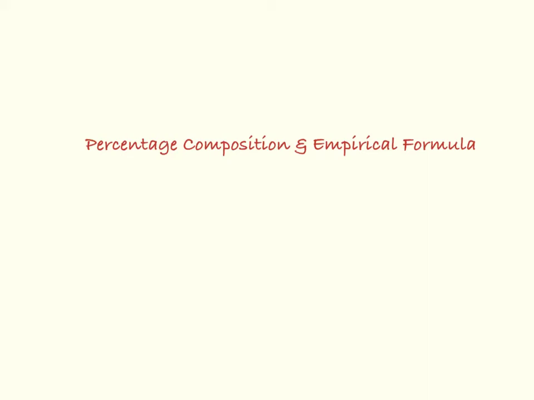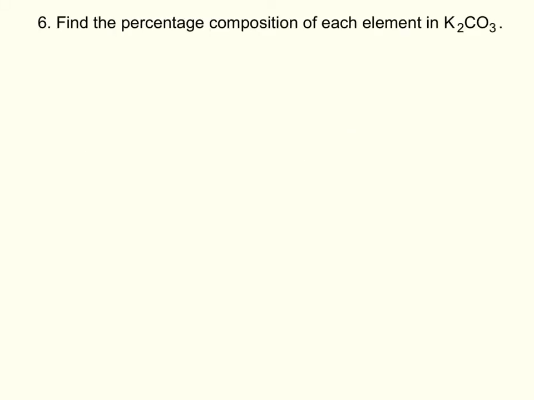So now we're going to talk about percentage composition and empirical formula, which is number 6 through 10 in your notes. So number 6 says, find the percentage composition of each element in K2CO3. What you have to keep in mind is when they say percentage composition, they're talking about percent by mass. So you really need to find the mass of K2CO3. So let's look on our periodic table so we can find the molar mass of that.